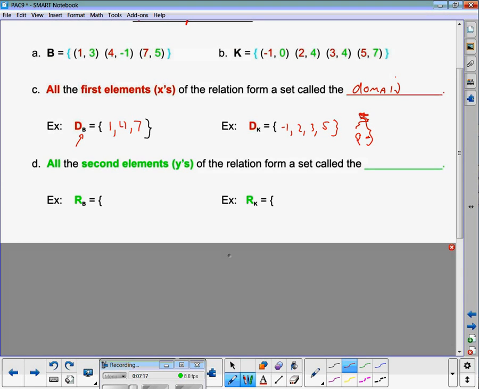All right. Well, that's the x's. All the guys, all the x's, form a set called the domain. All the second elements, all the y's, quote unquote, all the girls, form a set called the range.